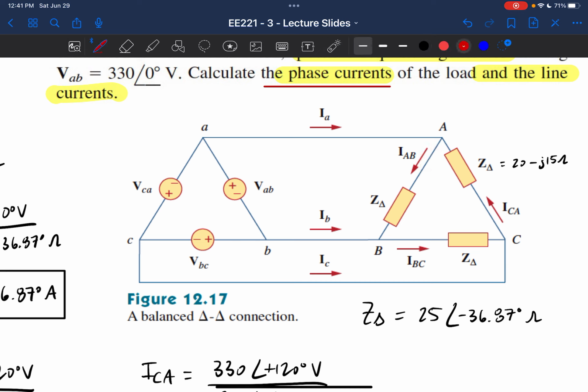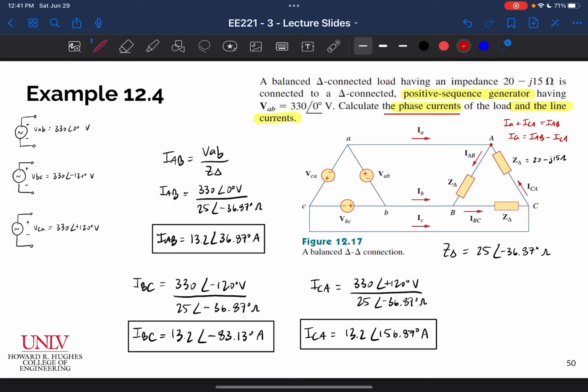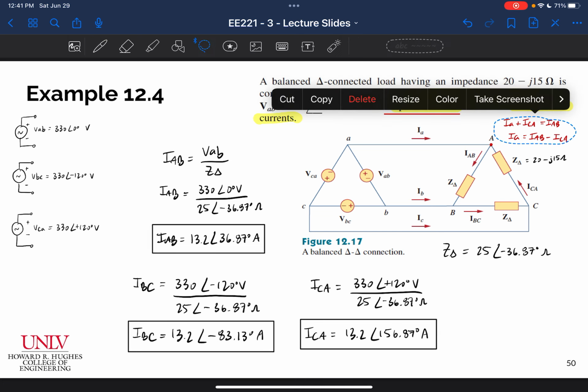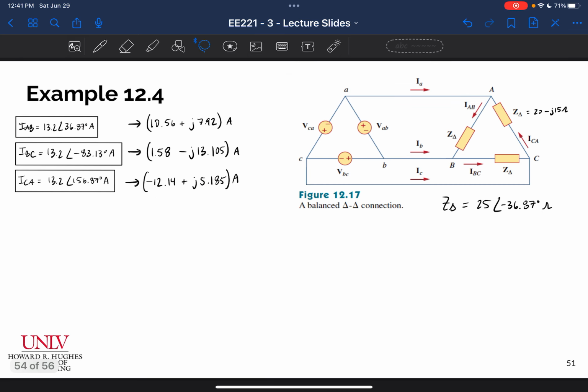And so the two currents entering are IA plus ICA, and that's going to be equal to the current leaving the node, which is IAB. And so if I want to solve for IA, I just take IAB minus ICA, right? And we can do that at every node. And so on the next slide, let me just bring those equations with us and put them here.